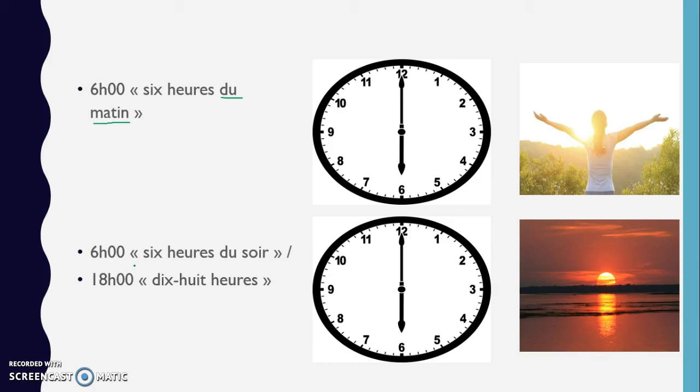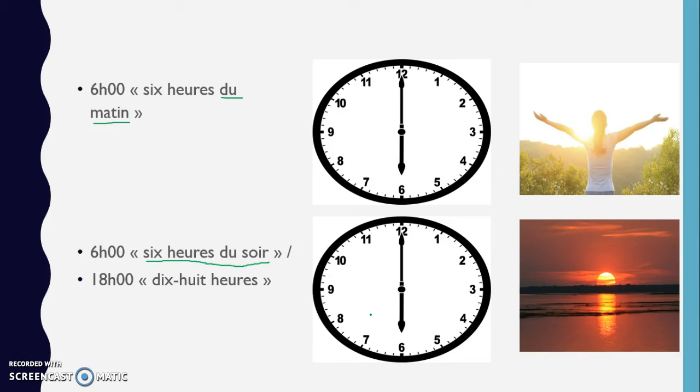If you want to specify that it's 6 o'clock in the evening, you say 6 heures du soir. Remember, we learned how to say bonsoir. Bonsoir is good evening. So soir is evening. 6 heures du soir. 6 o'clock in the evening.